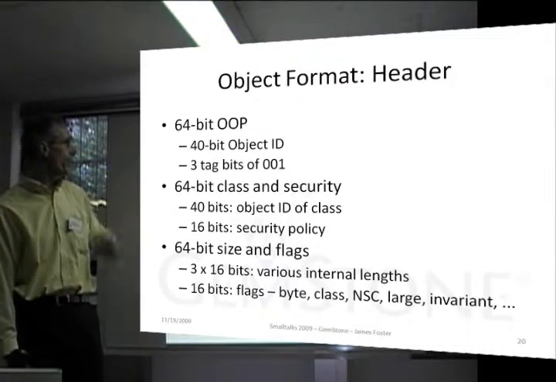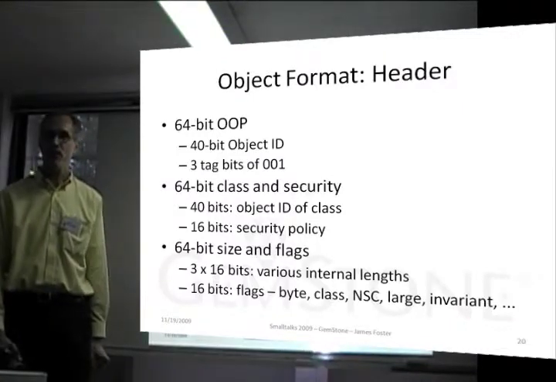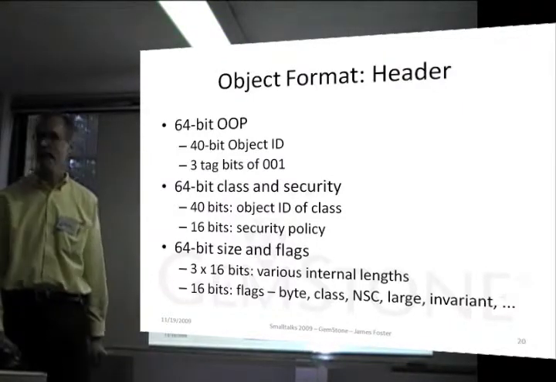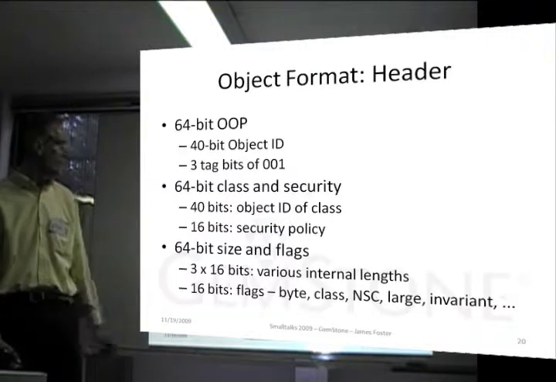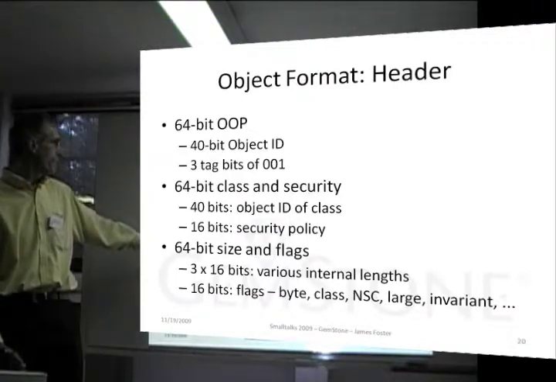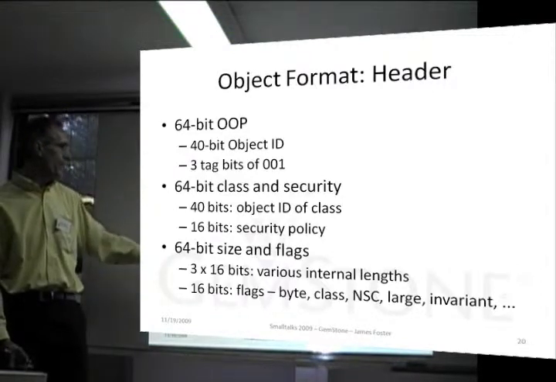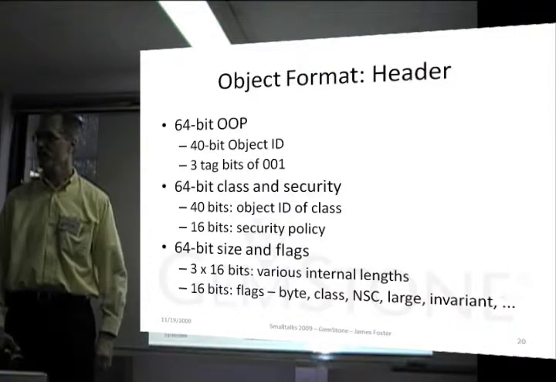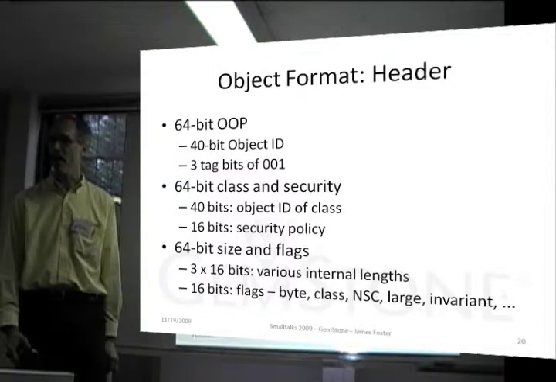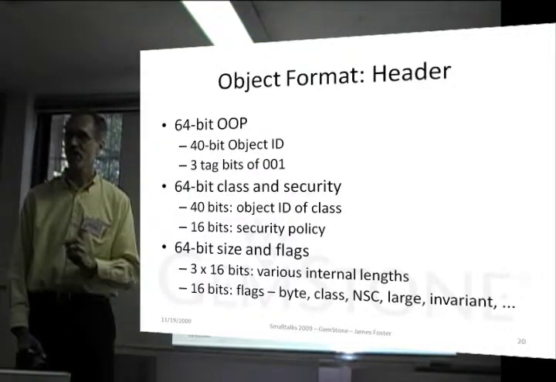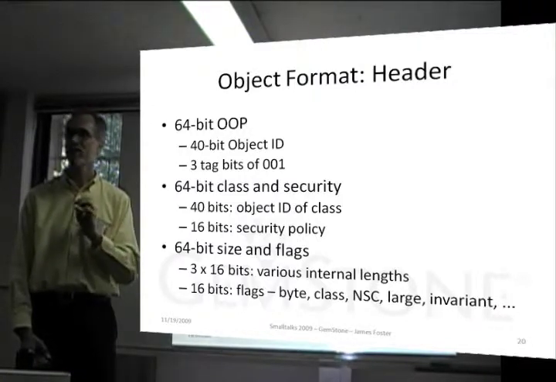Now, what does the header look like? Well, we mentioned it's 64 bits. The object ID is stored in the header, 40 bits. Then, of course, the 3 tag bits, which is going to be 001, since it's a true object reference. There's a 64-bit word of class and security. So 40 bits references the object ID of the class. So this way we know what class the object represents. Then there's a 16-bit security policy. Each object has a security policy with it that can identify the owner, the groups, and world permission.